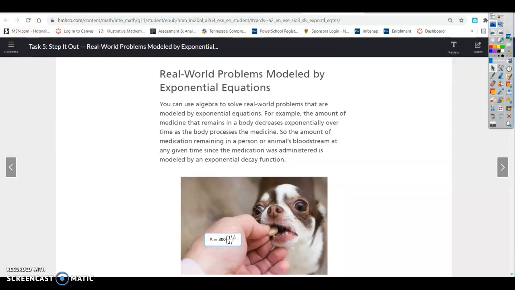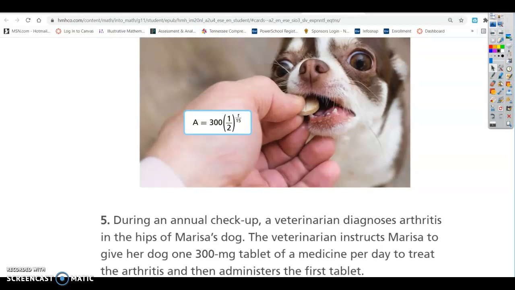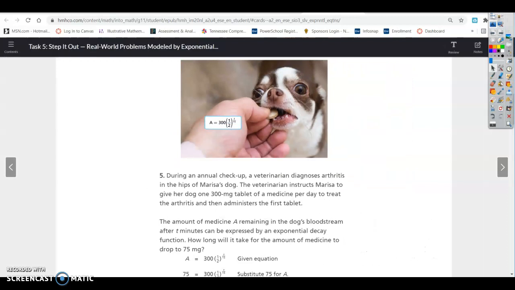10.2, task 5. Real-world problems modeled by exponential equations. You can use algebra to solve real-world problems that are modeled by exponential equations. For example, the amount of medicine that remains in a body decreases exponentially over time as the body processes the medicine. So the amount of medication remaining in a person or animal's bloodstream at any given time since the medication was administered is modeled by an exponential decay function. All right, so you can see the function here, A equals 300 times 1/2 raised to the t over 15 power.